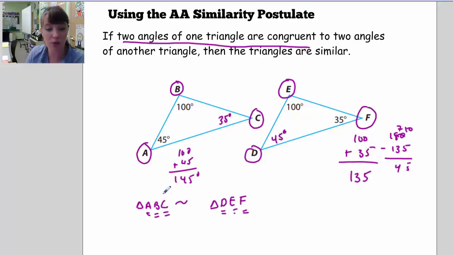So here I can infer that angle C is congruent to angle F, angle B is congruent to angle E, and angle A is congruent to angle D.